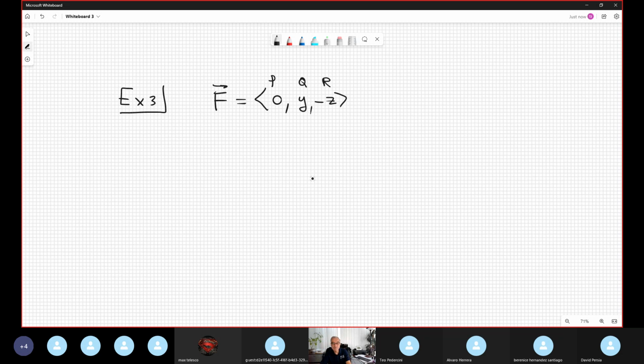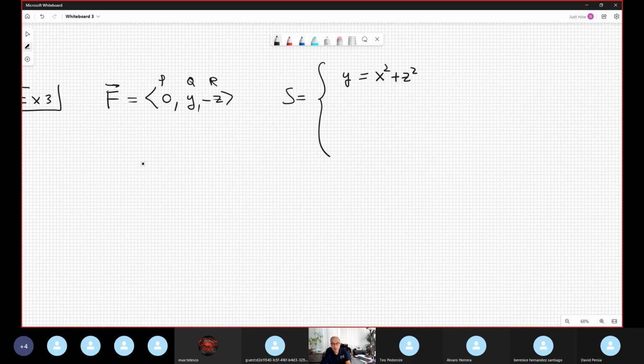And the surface is y equal x squared plus z squared. This is a paraboloid, but this paraboloid is along y, the variable that is not squared. And y is between 0 and 1.